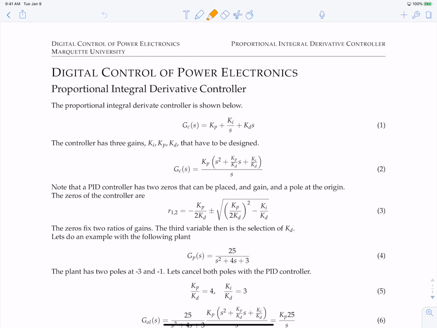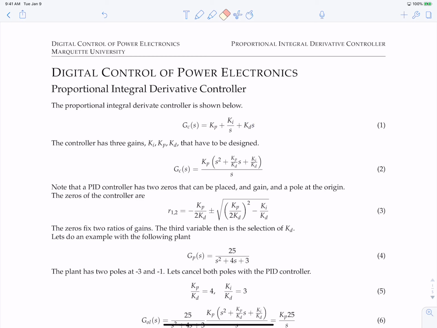This is going to be a section of digital control power electronics called the Proportional Integral Derivative Controller, or better known as the PID controller. In equation 1, we have defined the PID controller in the Laplace domain. We have a constant term, an integral term, Ki by S, and a derivative term, Kd times S. When you're designing a controller, your goal is always to find these three gains, Kp, Ki, and Kd.